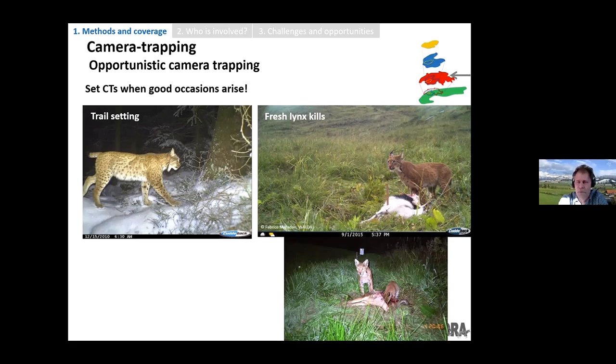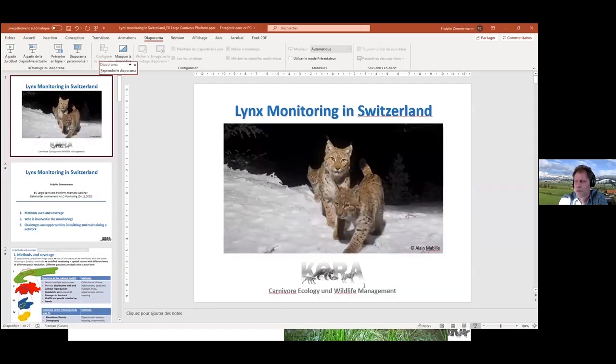But in some areas, we have very few kills that are reported, and there we set the traps along trails. So it depends on the intensity of the surveys, how many people are setting camera traps, but you can have minimum estimates of lynx because lynx can be.